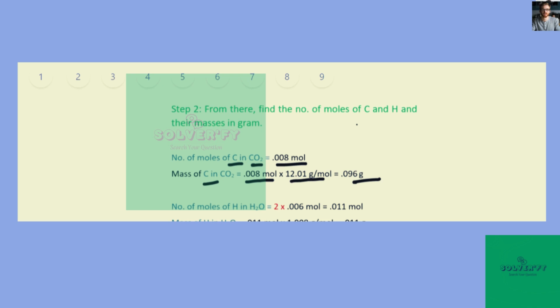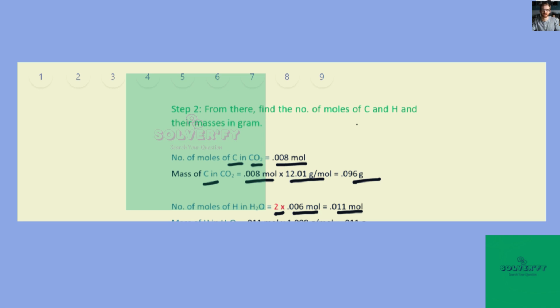And then we can also find out the number of moles of H in H2O by simply multiplying the number of moles of H2O by 2. And then from there we can find the mass of H in H2O by simply multiplying this number of moles of H by the molar mass of H, and this will give us the mass of H in H2O.